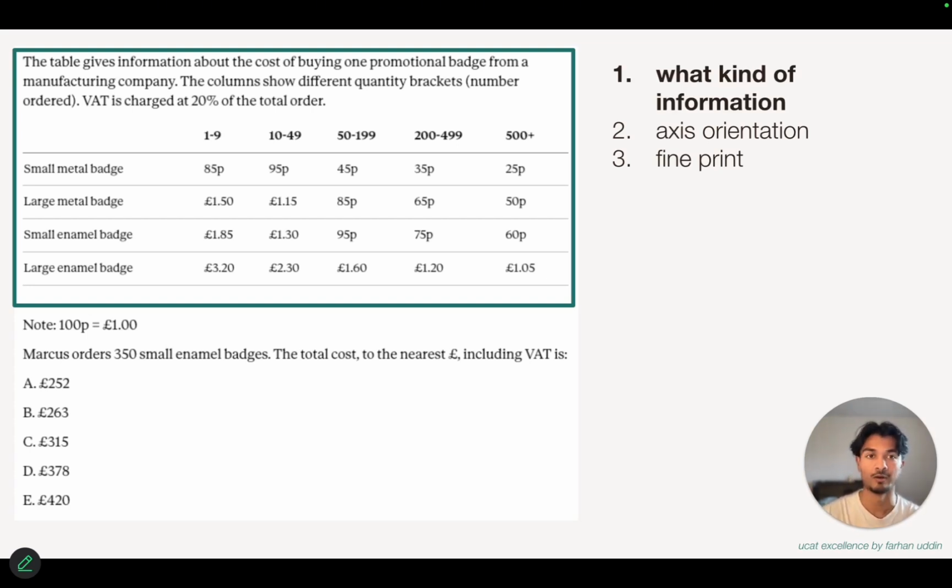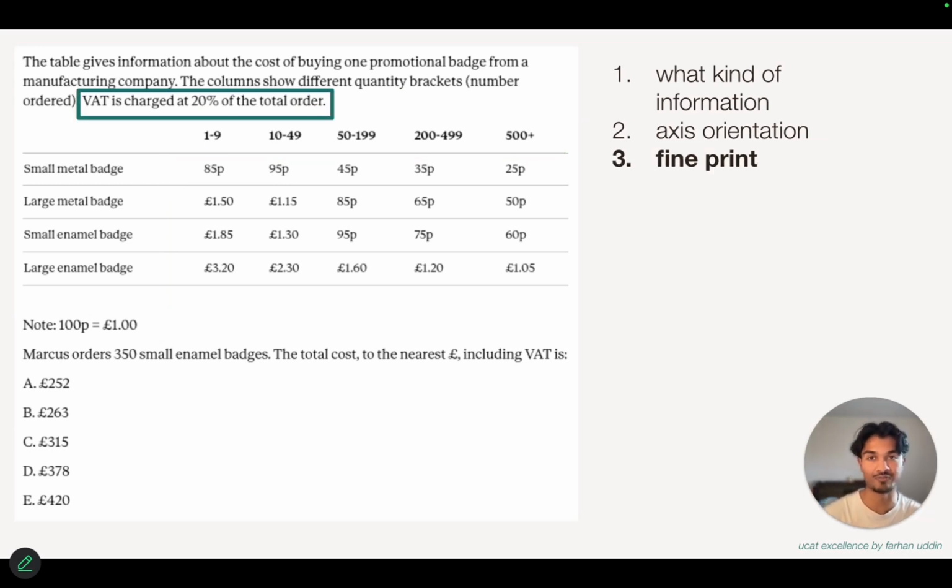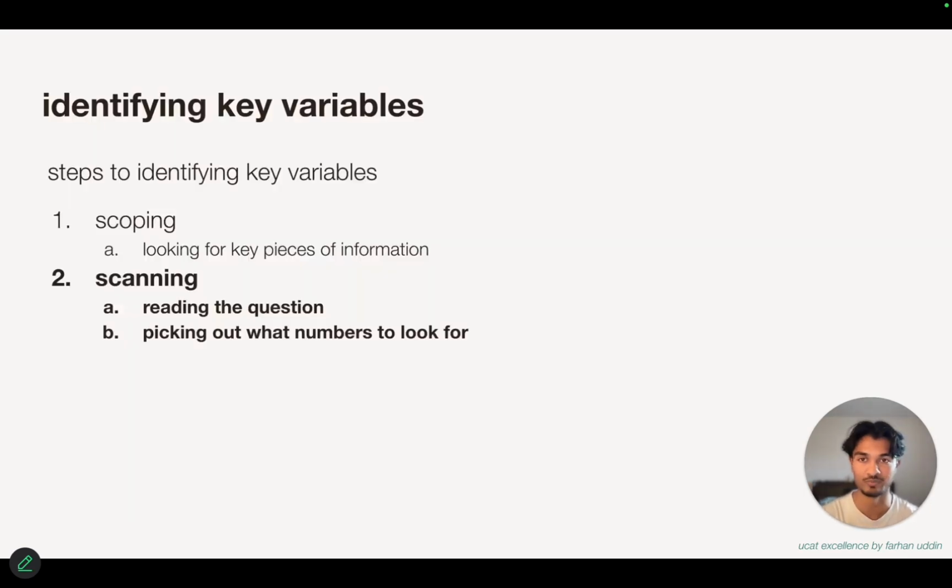Cool. Now, I'm going to orient myself with the axes. Over here, I can see there's different types of badges and there's different numbers of badges. And then in the table itself is a different price associated with whatever bracket that I'm interested in. And we always read for the fine print. You can see here, VAT is charged at 20% of the total order. And that's going to change absolutely everything when it comes to the answer that we end up giving. So that's our scoping stage.